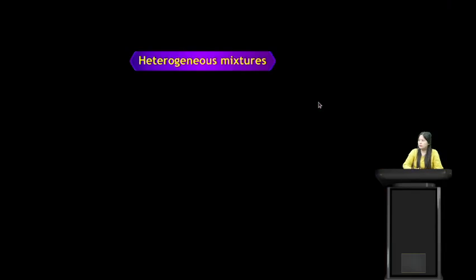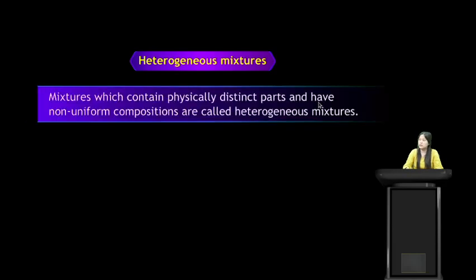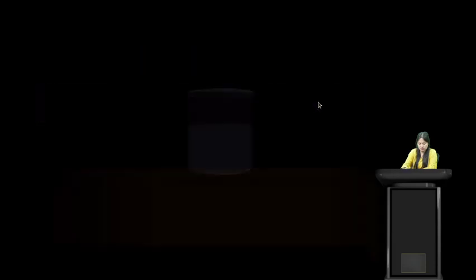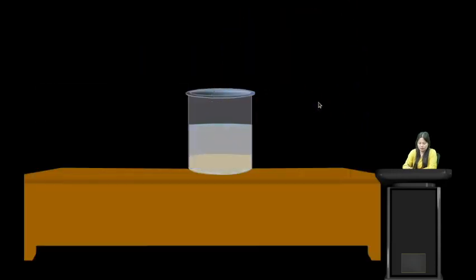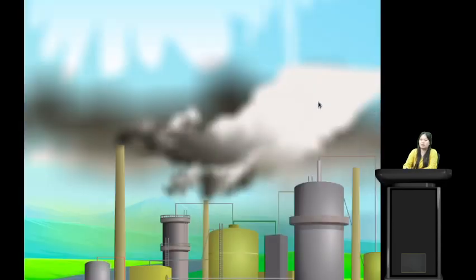Now coming to heterogeneous mixtures. What are heterogeneous mixtures? Mixtures which contain physically distinct parts and have non-uniform compositions are called heterogeneous mixtures. I'm repeating, mixtures which contain physically distinct parts and have non-uniform compositions are called heterogeneous mixtures. Taking the example of water and sand, when we mix water with sand, it will not dissolve. The sand will settle at the bottom. So there are distinct parts, the sand and the water. So a mixture of sand and water is one example of a heterogeneous mixture.